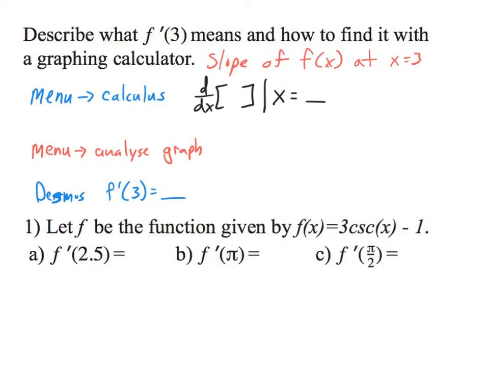So let's try that. I'd like you to actually try those. If you do that, f prime 2.5 is going to give you 6.71. F prime pi is going to give you an undefined, which we'll talk more about what that means. The slope is undefined, which you should know what that means, but there's several things. We'll talk more about that. And the last one is 0. So a slope of 0 at this point. So the slope at 2.5 is this. The slope of f at pi is this. And the slope at pi over 2 of this function is 0.